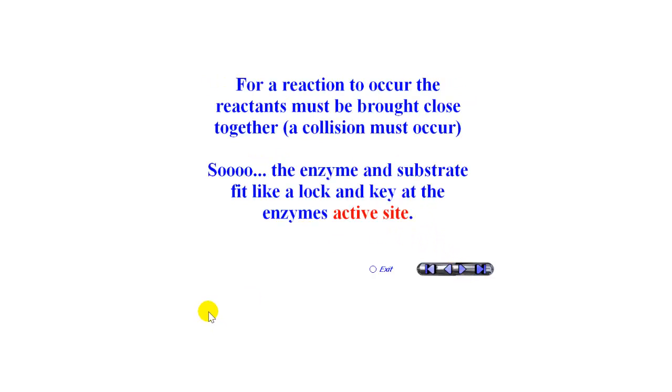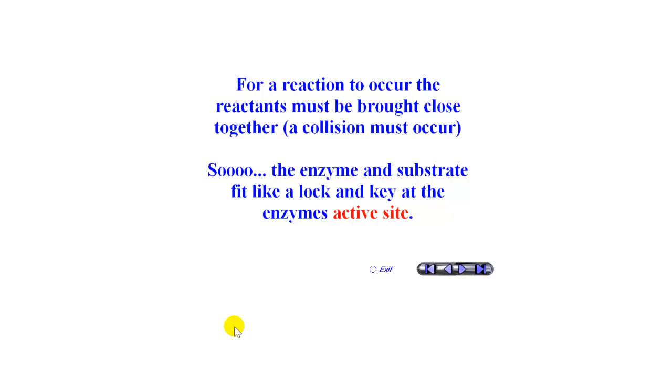So for a reaction to occur, the reactants must be brought close together. In other words, a collision must occur. So what is often called the key model in enzyme substrate reactions is called the lock and key model. A lock fits very close to a key. They fit together in order to make the mechanism work. So it's very similar with an enzyme. The enzyme and substrate fit together like a lock and key at the enzyme's active site.